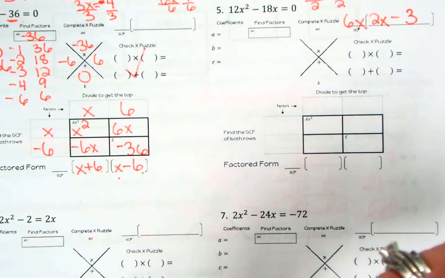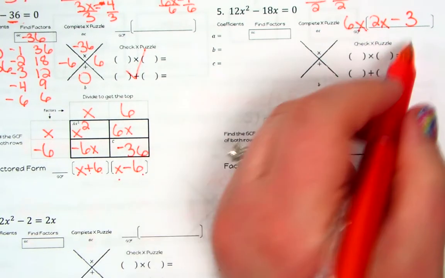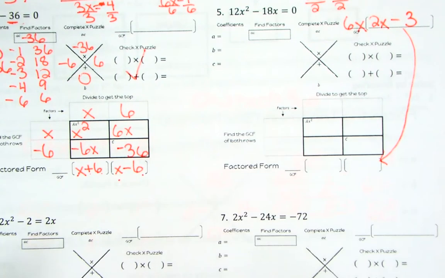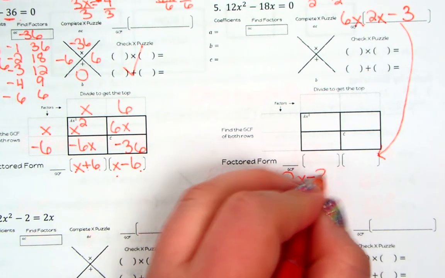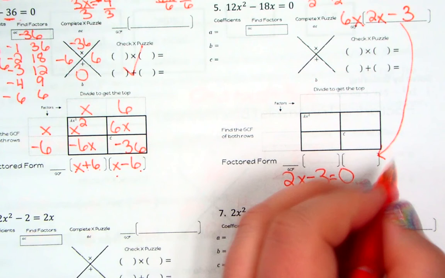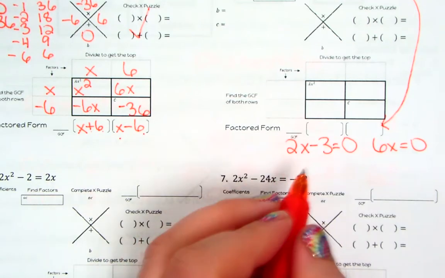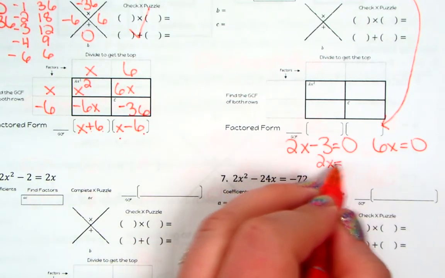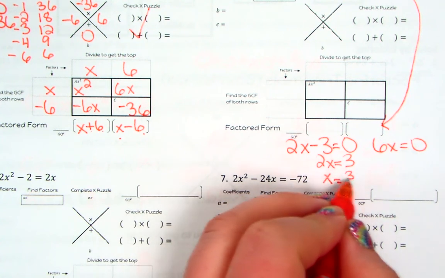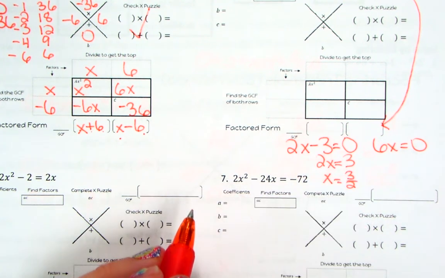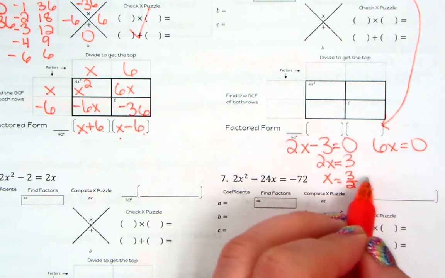If there's no exponents, there's no need to go through factoring. This is already factored form, which means to solve it, we would take our 2x minus 3, set it equal to 0, and our 6x equal to 0, and solve it out. So add 3 to both sides, and divide by 2 on both sides. And we get x is equal to 3/2. Divide by 6 on both sides, and we get that x is equal to 0.